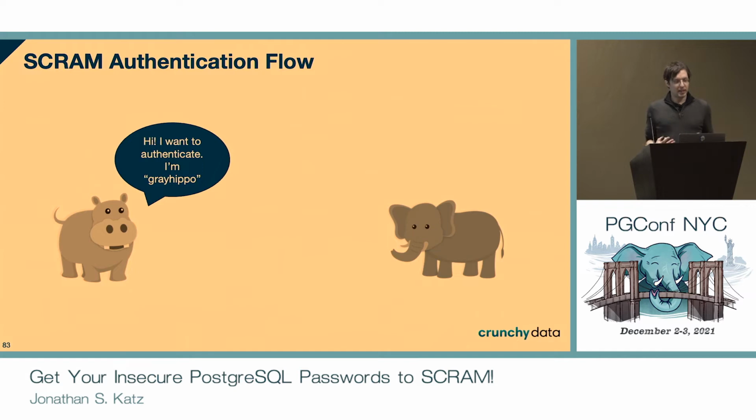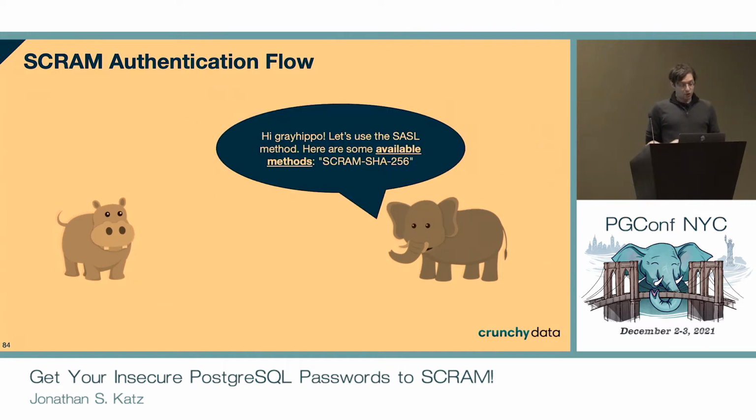So let's begin. This is what happens when a client is authenticating to Postgres. We're going to go through the exact authentication workflow. Gray Hippo comes in and says, "Hi, I want to authenticate. I'm Gray Hippo." Postgres says, "Great. Hi, Gray Hippo. We're going to use the SASL method."